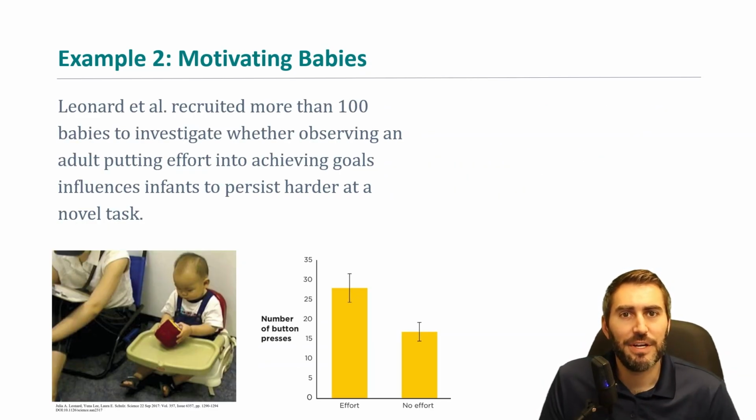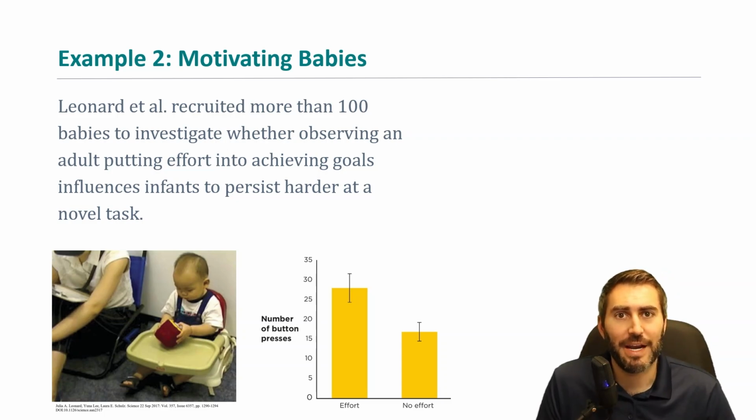Our second example is a really fascinating study where they recruited more than 100 babies. They wanted to investigate whether observing an adult putting effort into achieving a goal would influence infants to try harder and persist at completing new tasks. In the effort condition, the babies watched an adult struggle a bit before trying until they successfully opened a toy. In the no effort condition, the adults just easily solved the task right away without any real struggle. Then the babies were handed a totally new toy that had a simple button on it, but the button didn't actually do anything.